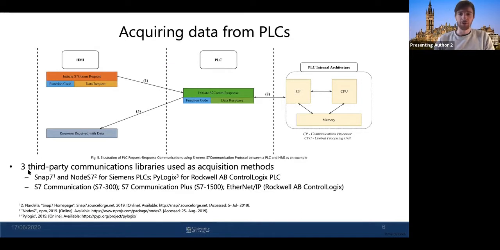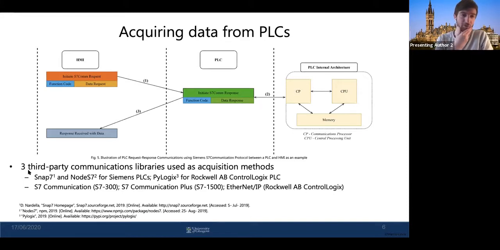So how did we acquire the data from these PLCs? Well, we used a communication architecture that's common across many different PLCs. It's often referred to as a request-response architecture. The way this works is you'll have a PLC and it will either receive or send data on the network using this architecture.